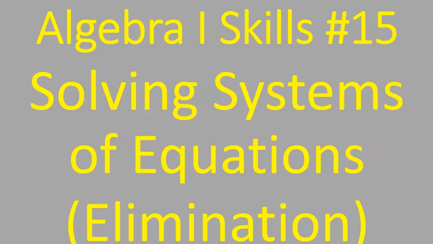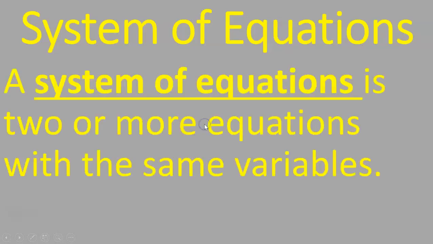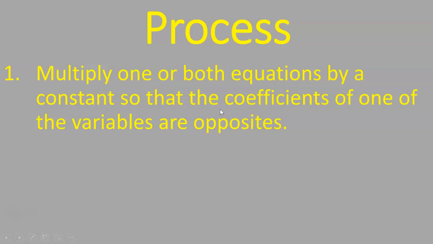Algebra 1 skills number 15, solving systems of equations, this time using the elimination method. It's a reminder of what a system of equations is when you have two or more equations with the same variables. Okay, so the process with elimination is going to be to multiply one or both equations, depends on what you have, so that the coefficients of one of the variables are opposites.